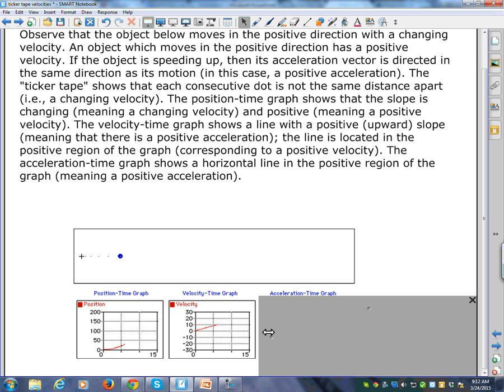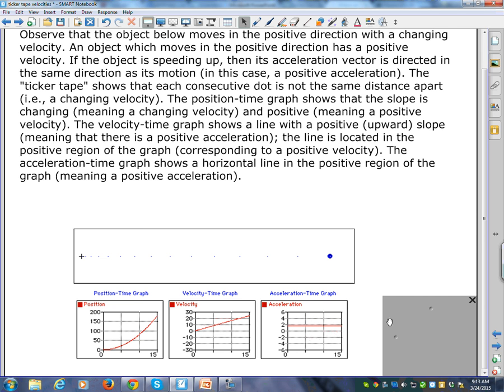Now, acceleration time graph. Flat line above 0, says Nick. Do you agree? Flat line above 0. Well done. Once you get into the swing of this, it's not too bad, right? You want to predict the next one.